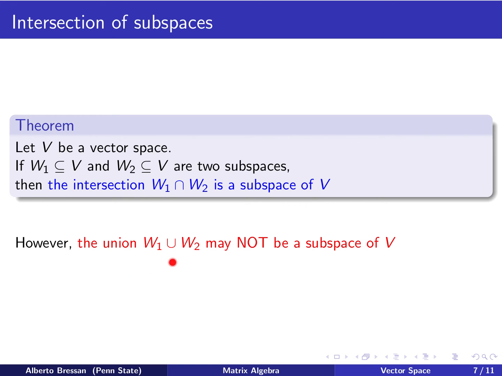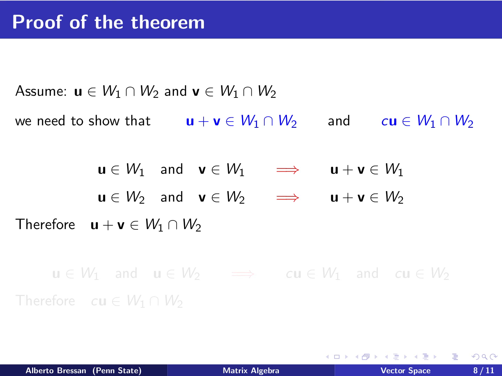And just a word of caution in regard to the concept of a union. So we also know if you have two sets, you can find the union of it. We just want to point out that the union of W1 and W2 may not be a subspace. Now let's go through a proof of the theorem of the intersection. Okay, so now let's introduce two elements, U and V. They are both elements in the intersection of W1 and W2.